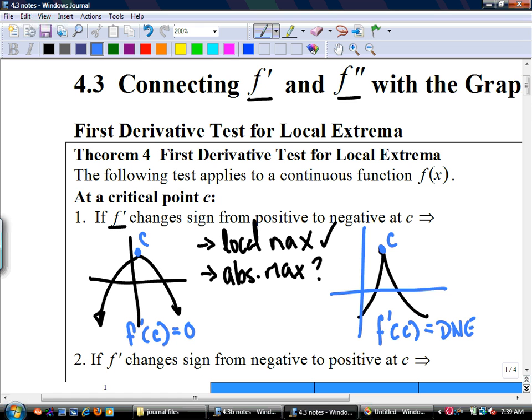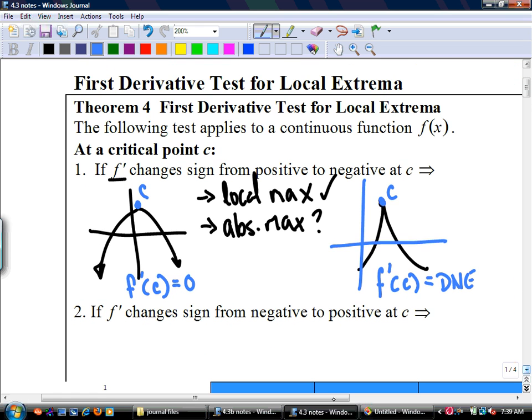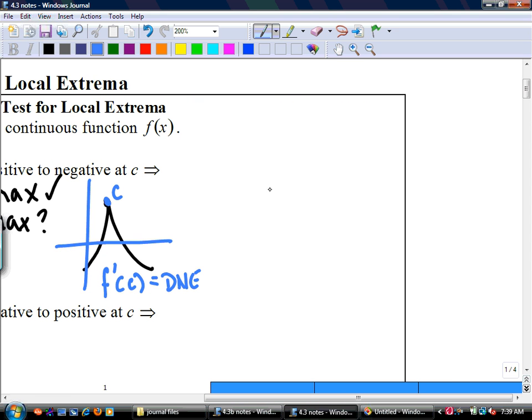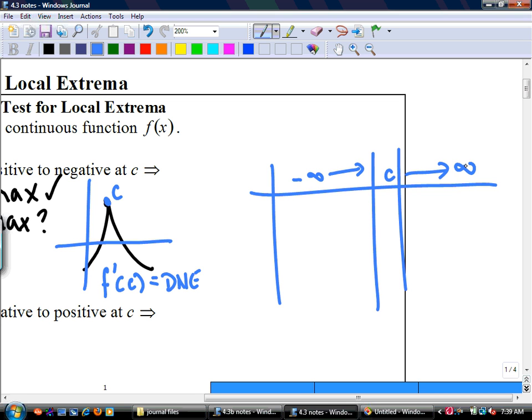So f prime changes from, and if we were looking at it in a table format, maybe we should do that too. What we're going to look at here is going from negative infinity to some value c to infinity, and it changes sign from positive to negative. So when you see that in your table, then this point has to be a local max. Or an absolute max, but guaranteed to be a local max.